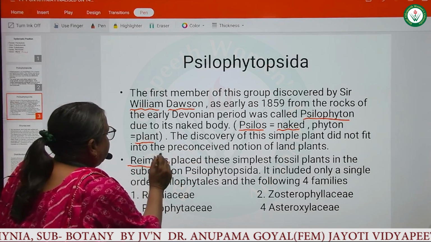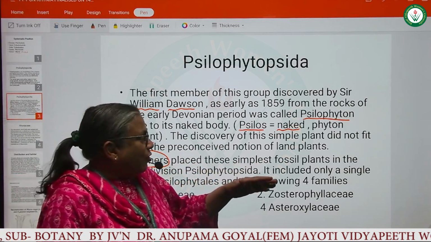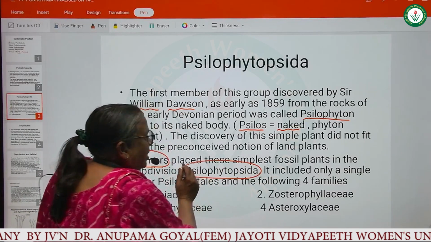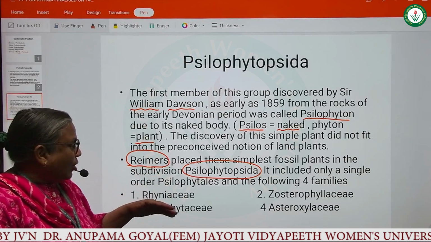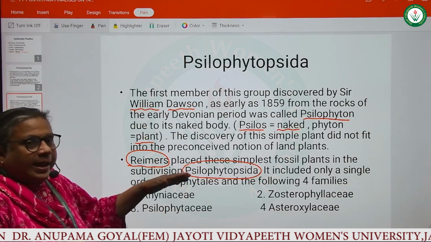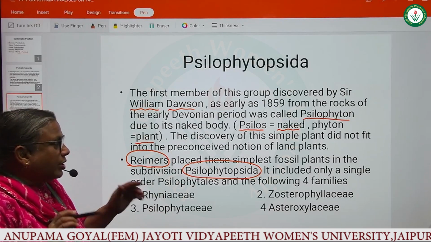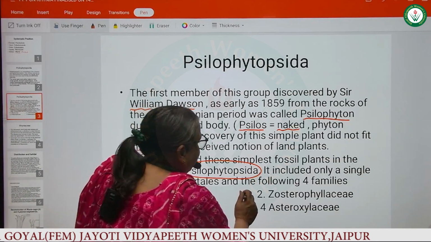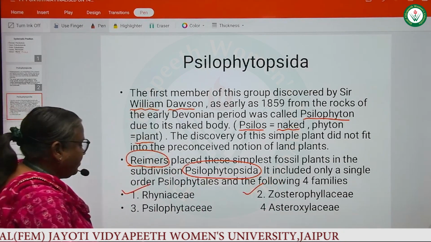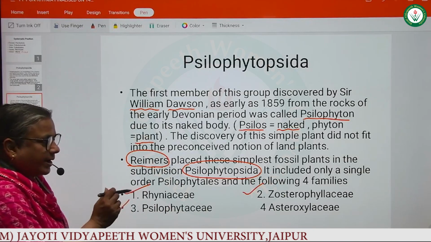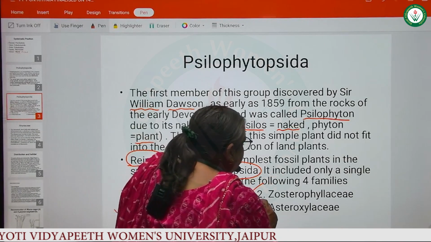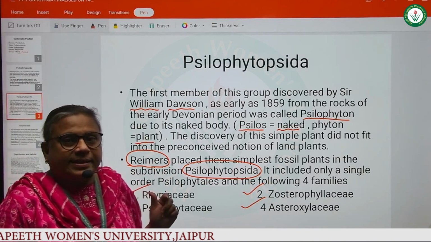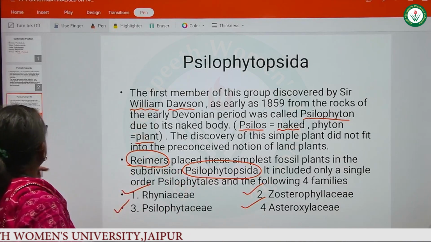Ramers placed the simplest fossil plants in the subdivision Xylophytopsida. It included only a single order, Xylophytales, and the following four families. So the four families are: first is Rhyniaceae, second family is Zosterophyllaceae, third family is Xylophytaceae, and the fourth family is Astroxylaceae. So we will talk about the family Rhyniaceae, in which Rhynia has been placed.